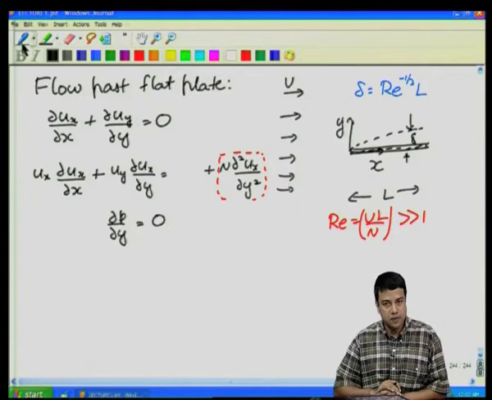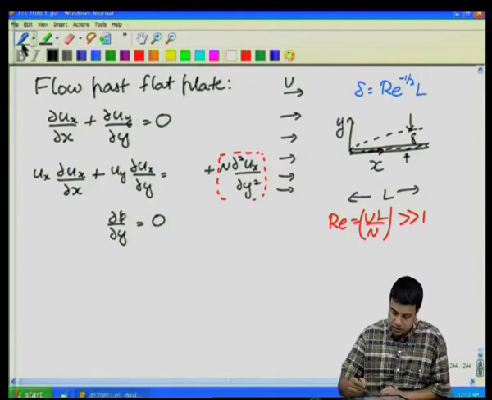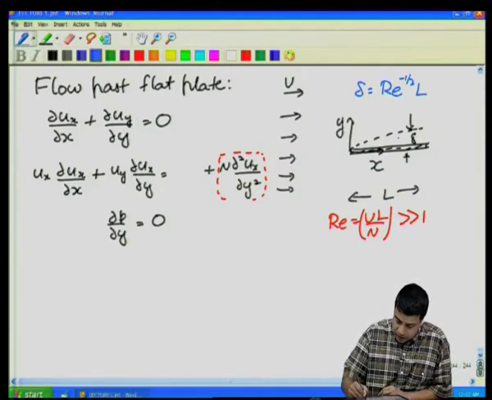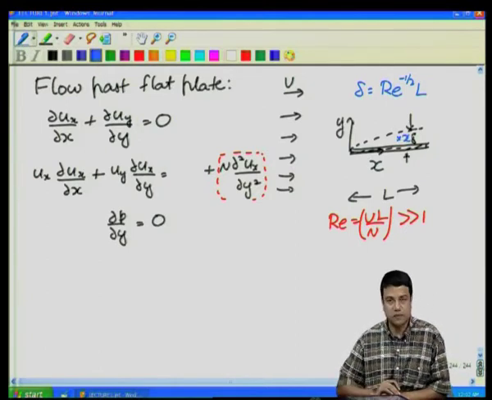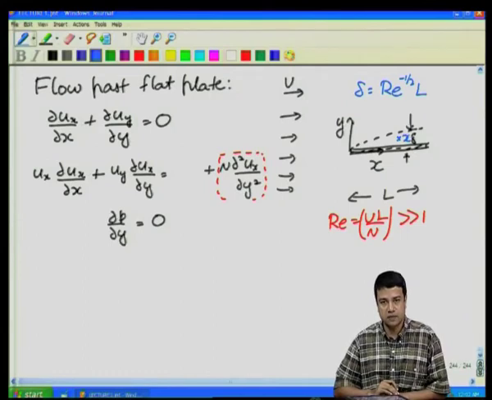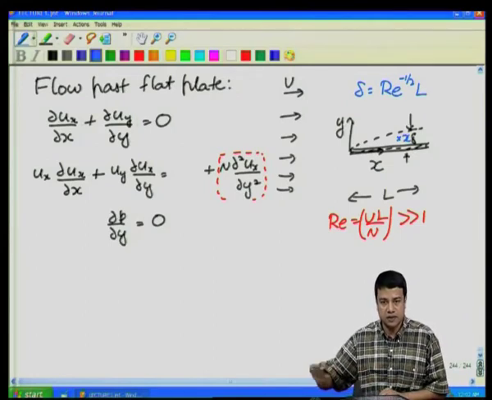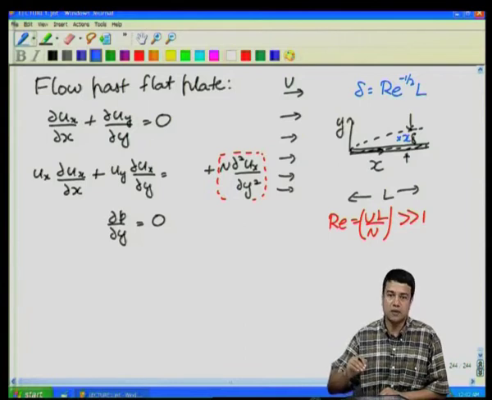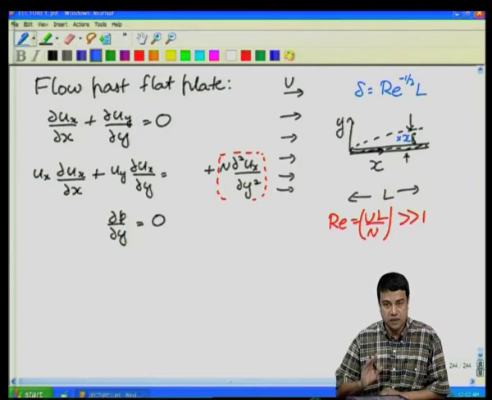And then to obtain similarity solutions, we had to use one other piece of logic, and that was that at a given location x within the flow, there is streamwise convection, there is diffusion perpendicular to the surface. We have neglected streamwise diffusion. Therefore, the velocity at a given location x will not depend upon the total length of the plate L.